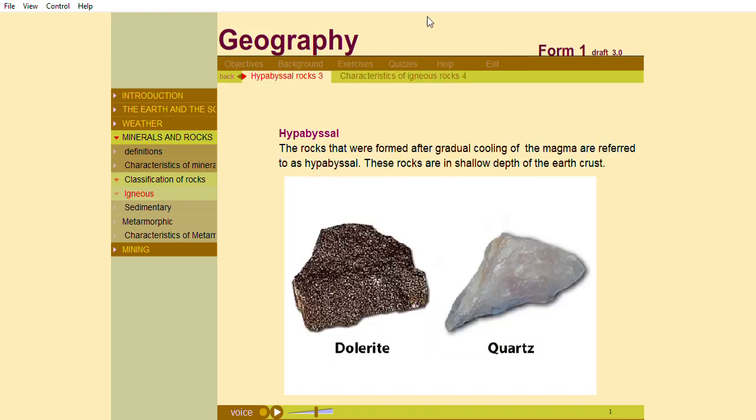The rocks that were formed after gradual cooling of the magma are referred to as hypabyssal. These rocks are in shallow depths of the earth's crust. The rocks that were formed when magma cooled very slowly are referred to as plutonic. These rocks are found in great depth. They include granite, syenite, gabbro, and diorite.